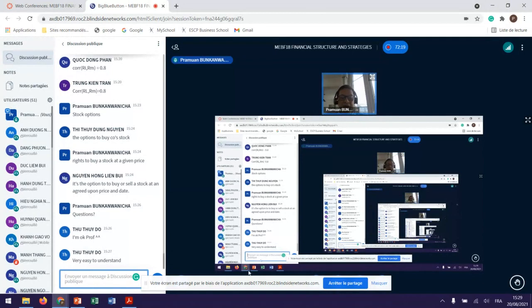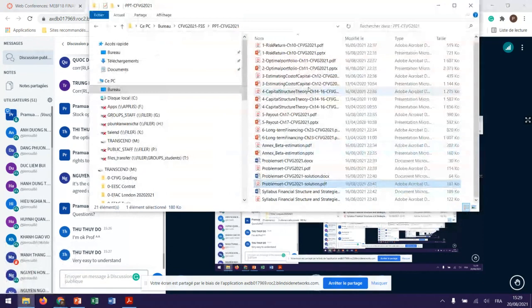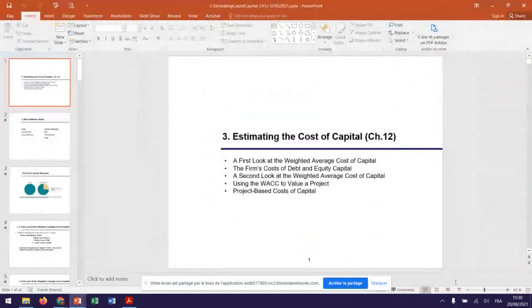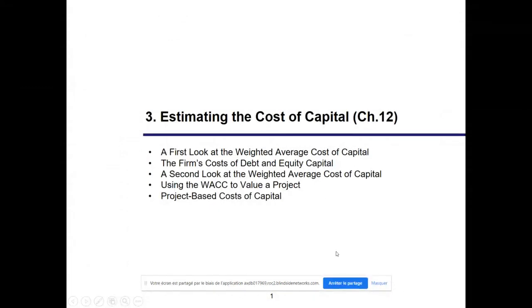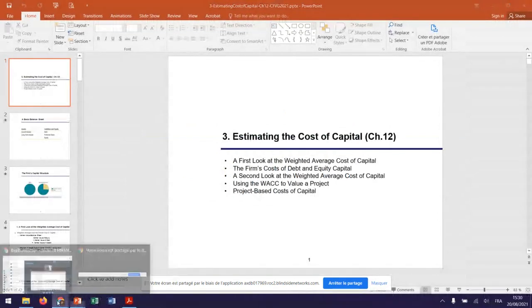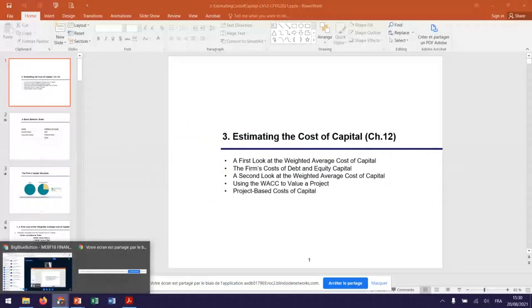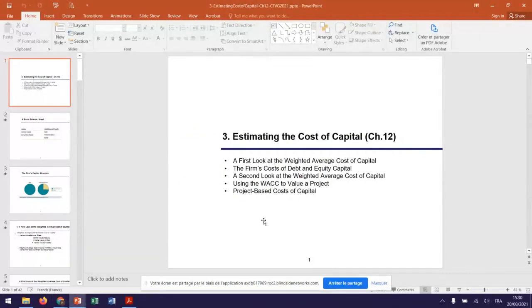Perfect. Thank you so much. So we're going to go right now to the new module on estimating cost of capital in chapter 12. Oh, it's already 3:30. So why don't we take a short break of 15 minutes, and then we come back to the new chapter, which is how we estimate the cost of capital for a company. So we look at the weighted average cost of capital. Has somebody already learned and know about this, the WACC?